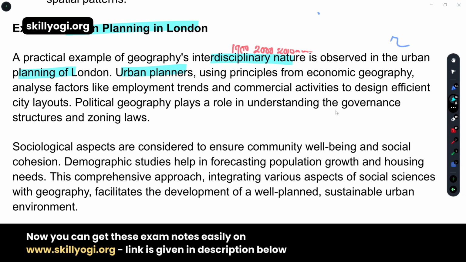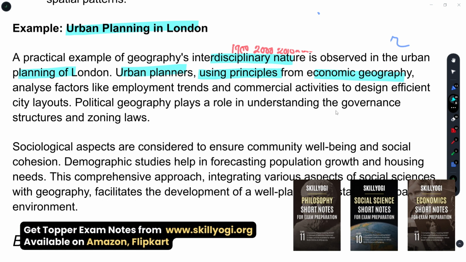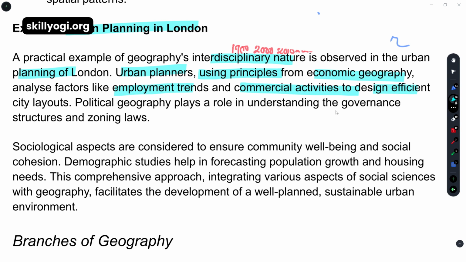Come to this text. Urban planners, using principles from economic geography, analyze factors like employment trends and commercial activities to design efficient city layouts. And political geography plays a role in understanding the governance structures and the zoning laws.